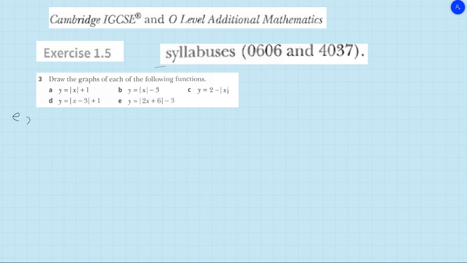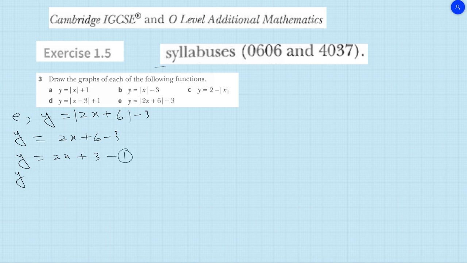See part E. y = |2x + 6| - 3. So first write this equation without the absolute value sign: y = 2x + 6 - 3, which is y = 2x + 3. Let's name this equation number 1.